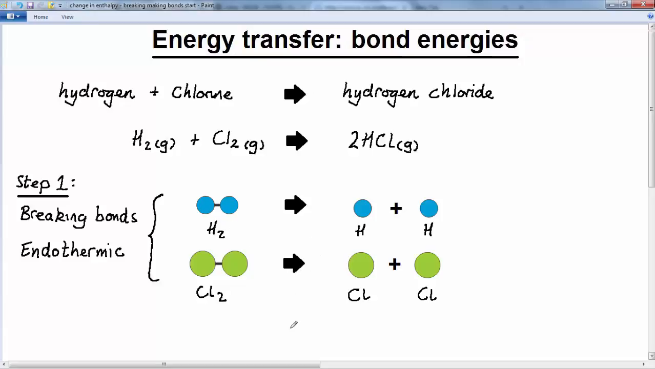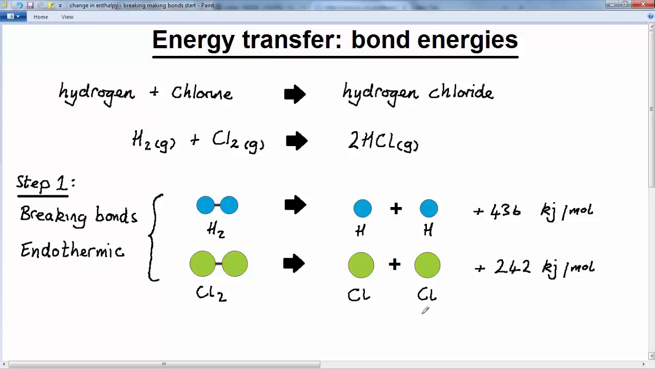In the case of hydrogen, it's 436 kilojoules per mole of hydrogen gas. Okay, so notice that that is a positive sign, which means it's endothermic, i.e. that we are absorbing energy to break the bond. In the case of the chlorine, less energy is required to break the bond. This is 242 kilojoules per mole of chlorine gas.